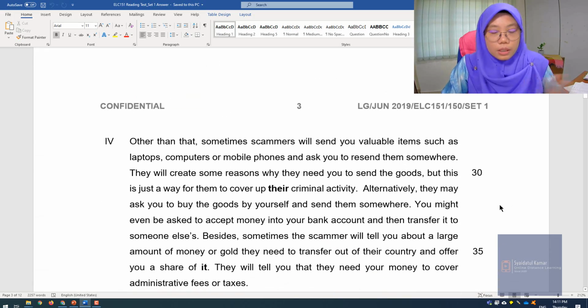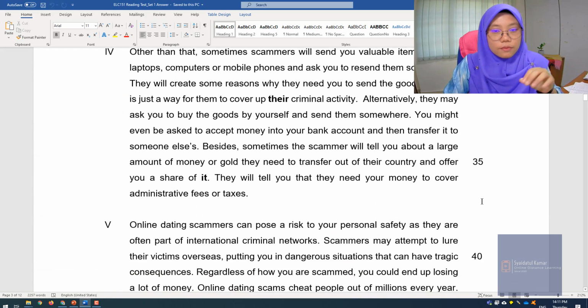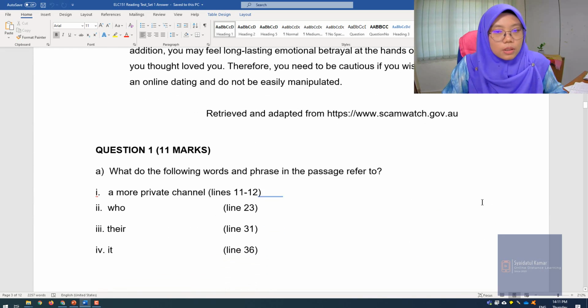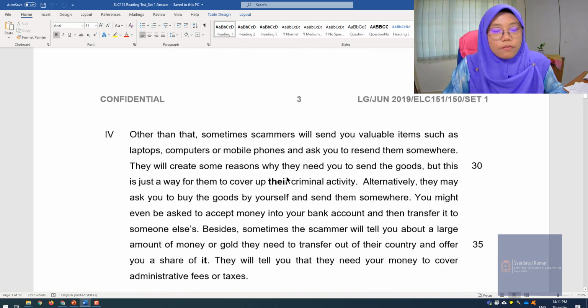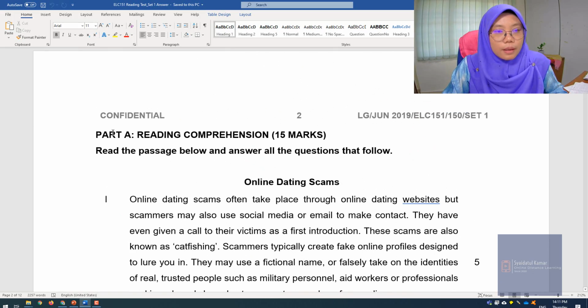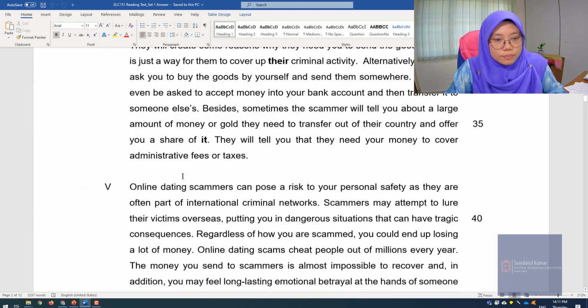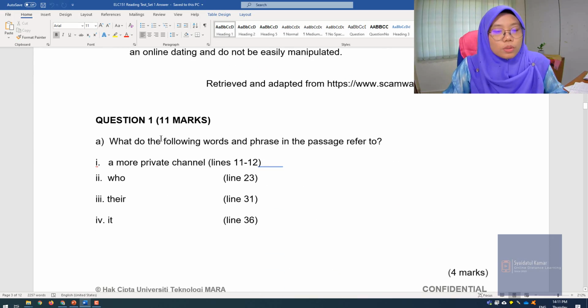Okay, first you have to read the article given. Now let's take a look at question 1 for part A. What do the following words and phrases in the passage refer to? So this is reference words. Four questions, 4 marks.